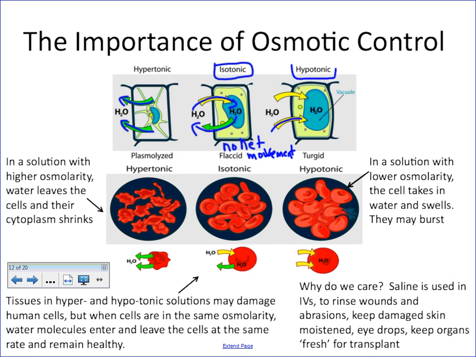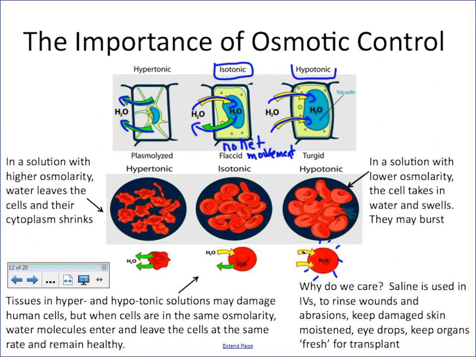This is where you have a net movement of water inside the cell, and that net movement of water inside the cell will cause the cytoplasm to expand, and it could cause the cell to rupture or burst. And so ultimately, why do we care that it's isotonic and hypertonic and hypotonic?